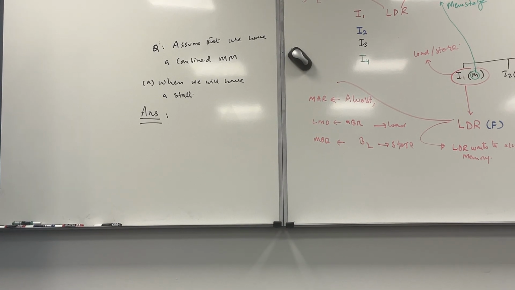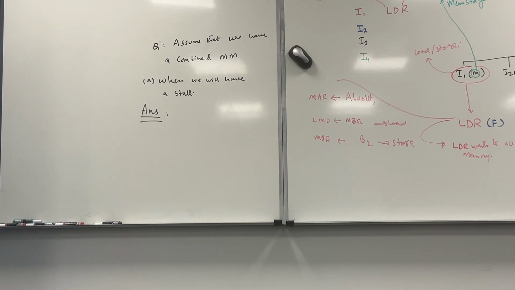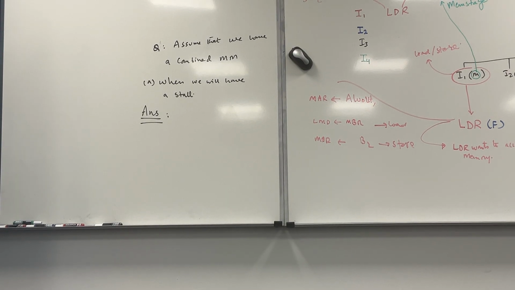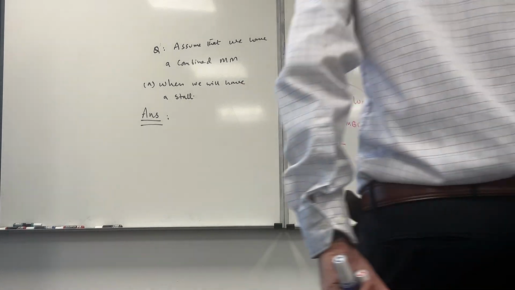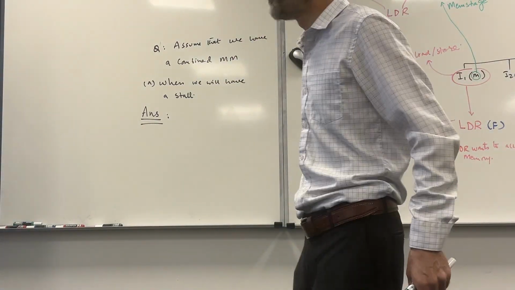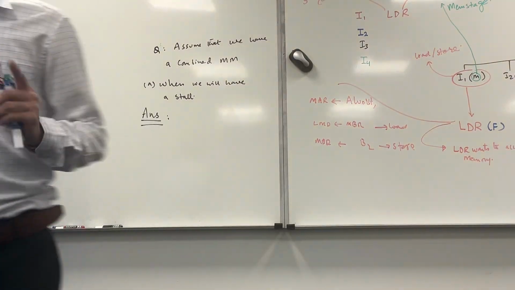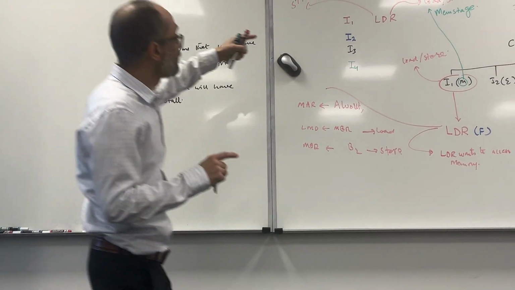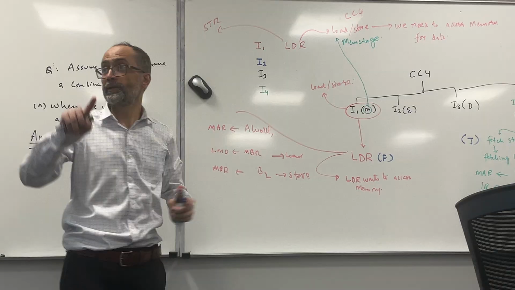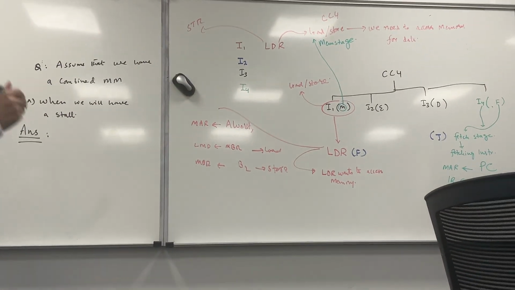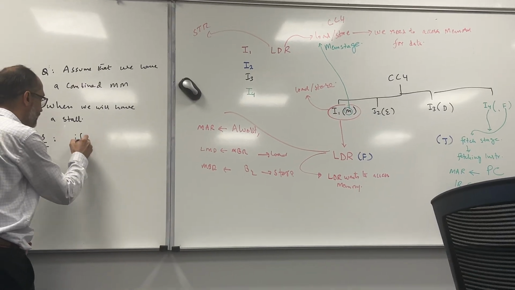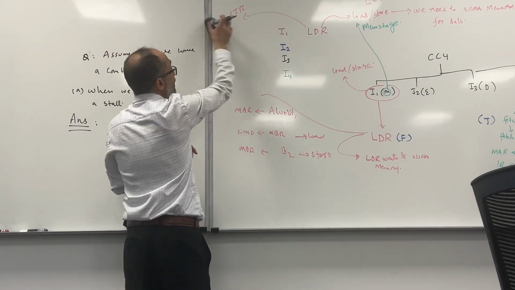When will we have a stall, because now we have a combined memory? Yes? When instruction memory and data memory are overlapped in the same clock cycle. Yes, but when? So basically this is very important. Because okay, now please look at here. What is the difference between I1 and I4? The number of stages. How many stages is the difference? 3.